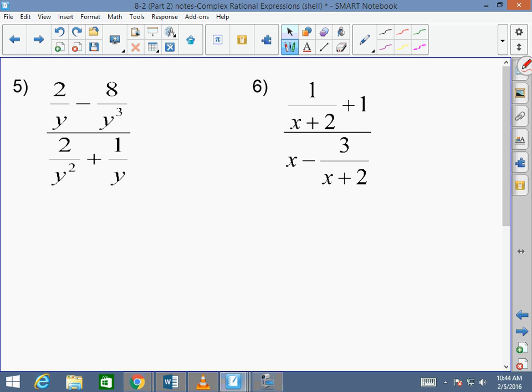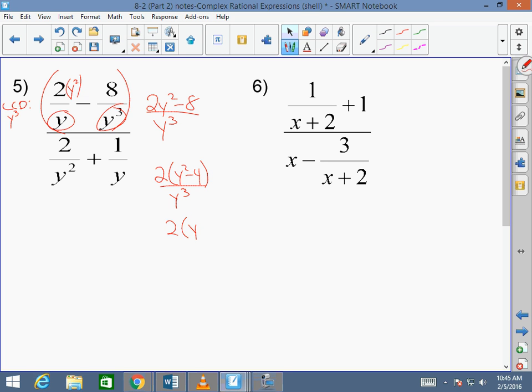Method 1. What's the LCD of the numerator? Y to the third. So what do I need to multiply here? Okay, y squared. And to here? Nothing. So I got 2y squared minus 8 over y cubed, which equals 2 times y squared minus 4 over y cubed, which equals 2 times y plus 2, y minus 2 over y cubed.